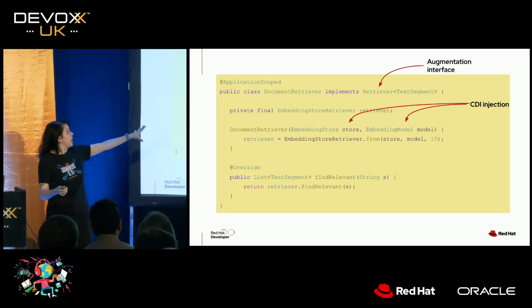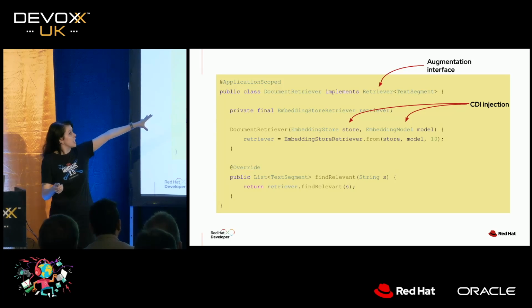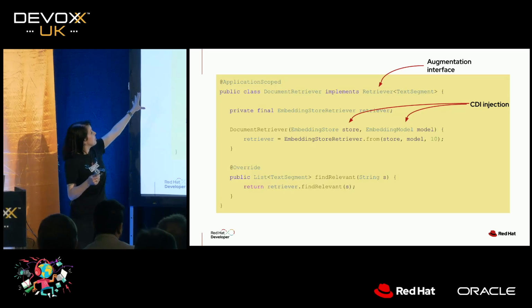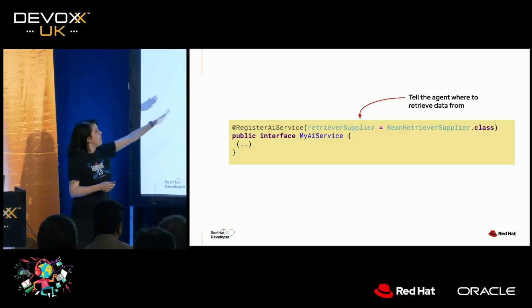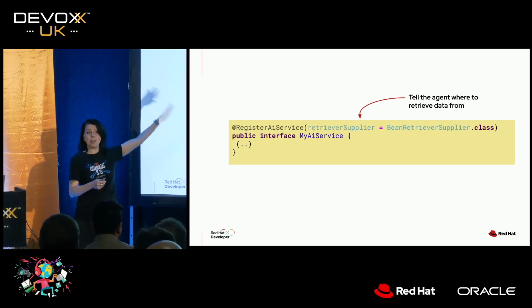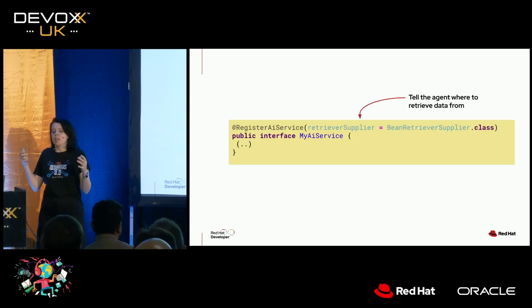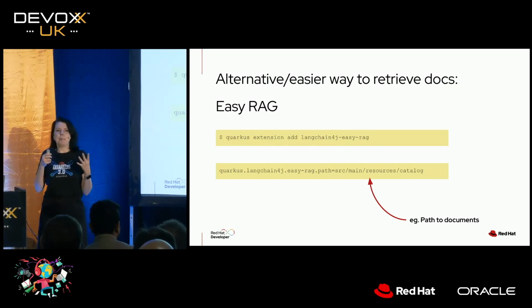You can then inject your embedding store and your embedding model into your document retriever. And then once you've done all that, you can pass in your retriever to your AI service when you register it. So we were pretty pleased with this, and we thought we made it about as easy as we could. And then my boss looked at it, and he said no.